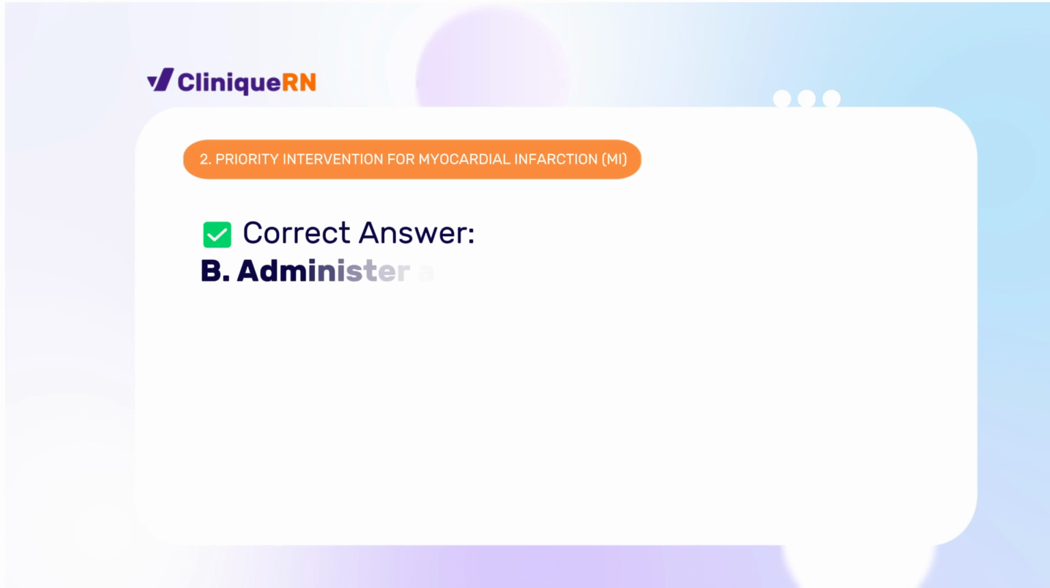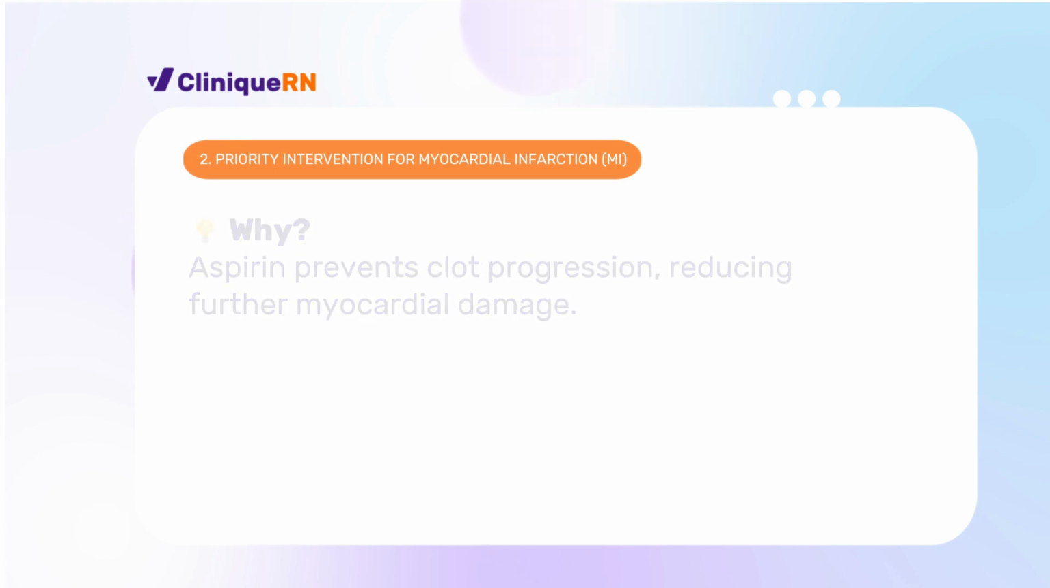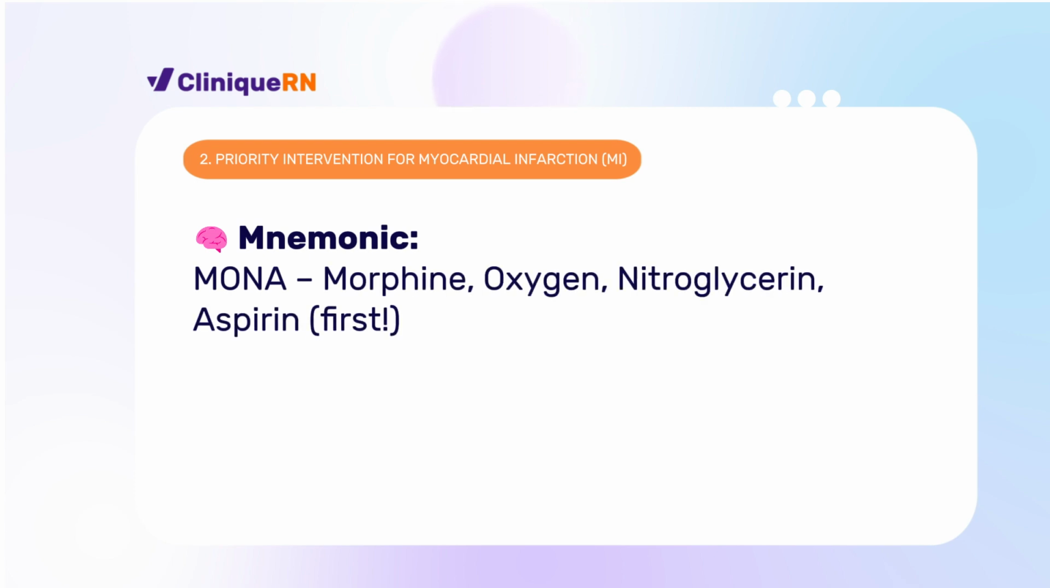Correct answer: B. Administer aspirin. Why? Aspirin prevents clot progression, reducing further myocardial damage. Mnemonic: M-O-N-A, morphine, oxygen, nitroglycerin, aspirin first.